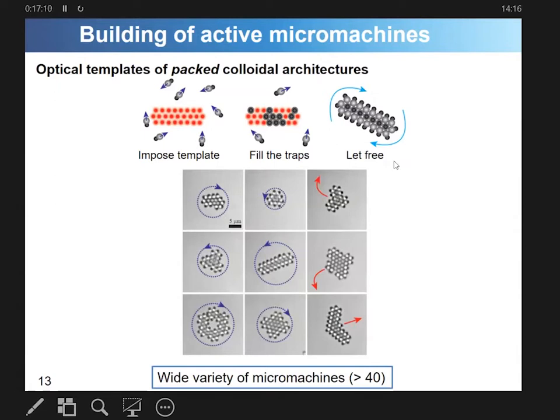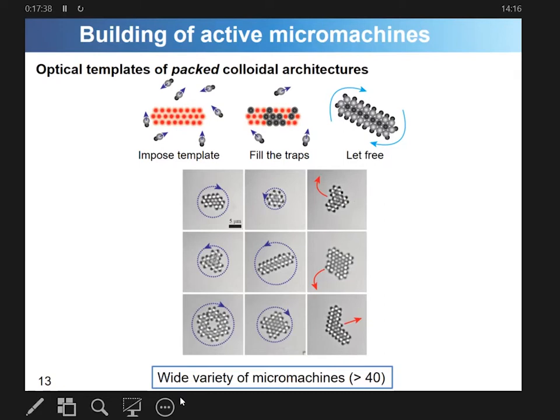And we could demonstrate that for a wide variety of micro machines. So basically more than 40 different micro machines that we designed a priori. And you can play with the structure to get some kind of rotating machine, carrier machines, or some other assembled machines that would exhibit more something like a translational behavior.